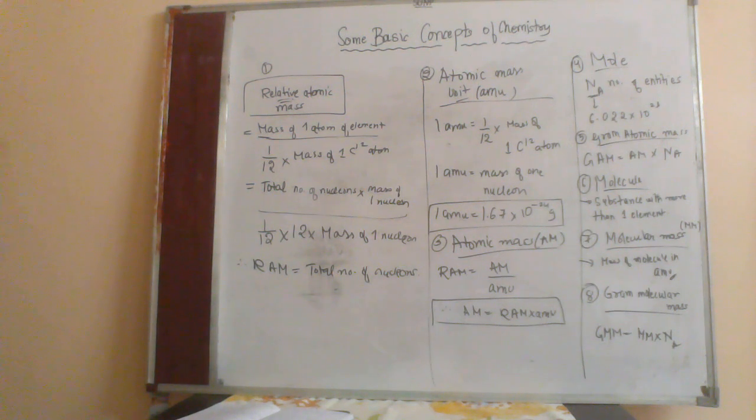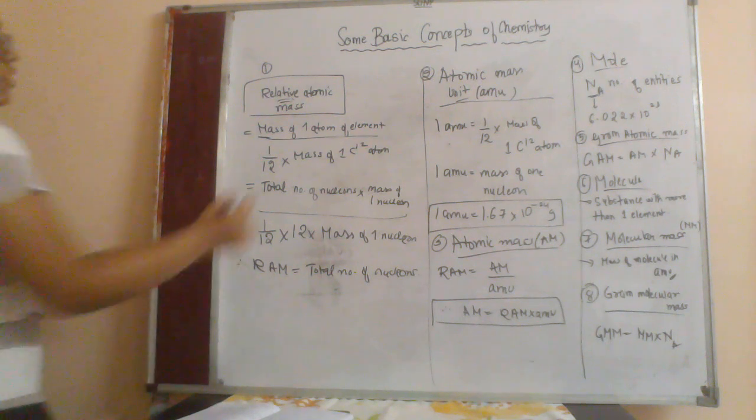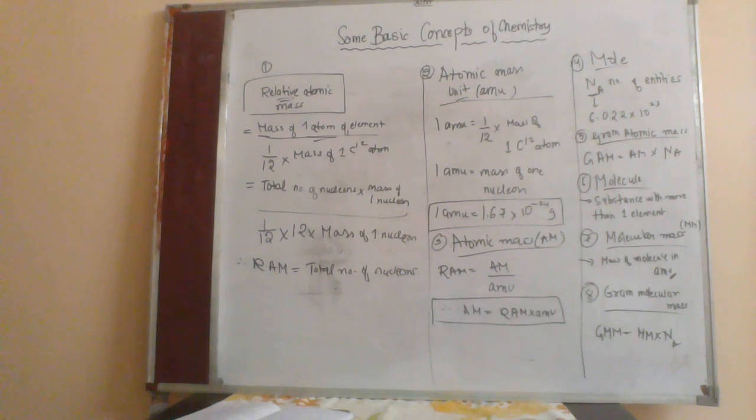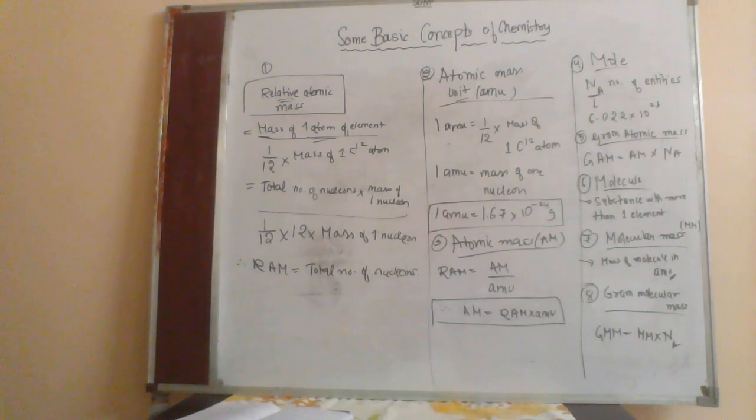Mass of one atom of an element. One atom of an element means what? The total number of nucleons into the mass of nucleons, right? So for example, hydrogen, if I have, so in hydrogen, or let's take the next element, that is helium.